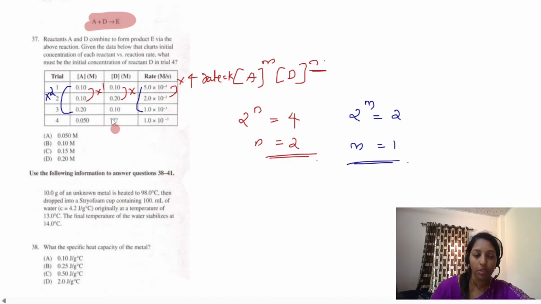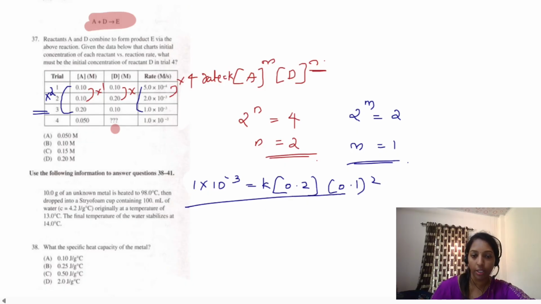Okay. So according to experiment 3, what is the rate? 1 times 10 to the power of minus 3 is equal to some K value will be there. And A, you know, 0.2 is there. And D, you know, this 0.10 square divided by, and the rate, it's again 1 times 10 to the power of minus 3 K, and this time experiment 4, which means 0.050 is the concentration, and then D concentration we do not know, that is X square.